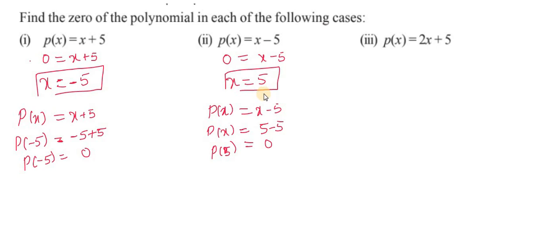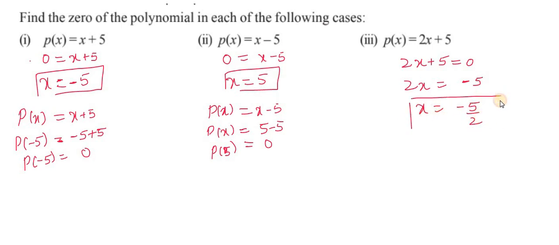Now what about this? Here also the same thing. So 2x plus 5 is equal to 0. Now isolate the x term. So you can write here 2x is equal to minus 5. Then x is equal to minus 5 by 2. Yes, now we got the x value. X value is minus 5 by 2.